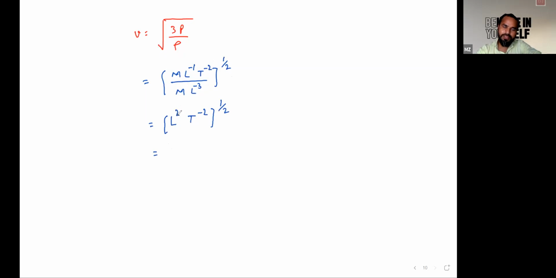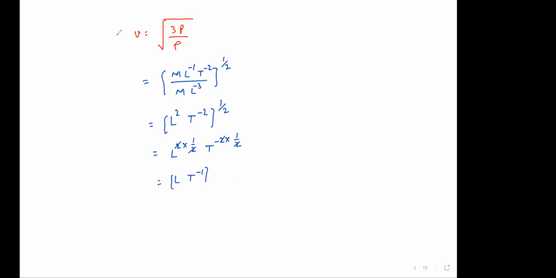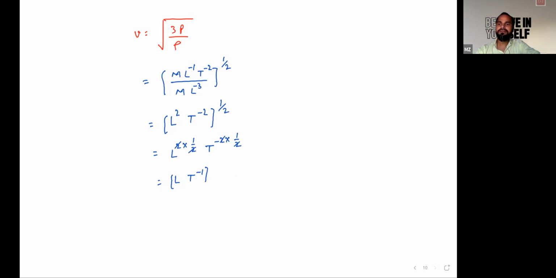If an exponent is raised to a power, the two get multiplied. So it would be L square multiplied by half and T to the power -2 multiplied by half. So this term and this term would cancel out, and this term and this term would cancel out. So we're left with LT to the power -1. This is your right hand side, and we have already solved the left hand side. They are equal. It is LT to the power -1. Okay, Aisha? Yes, sir. Thank you, sir.